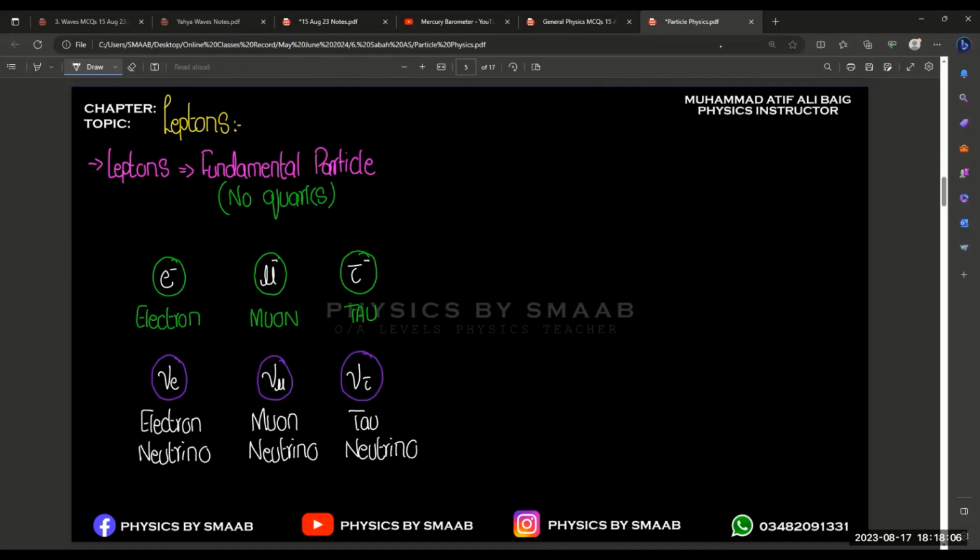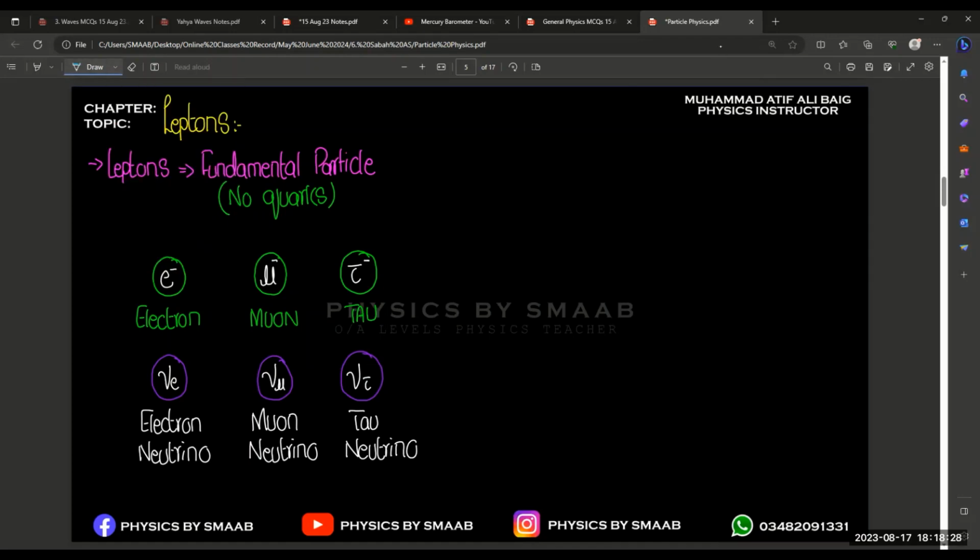And one more important thing: if they ask you to define leptons, you simply say that leptons are a group of fundamental particles, right? And they are not made up of any other particle, just like quarks.